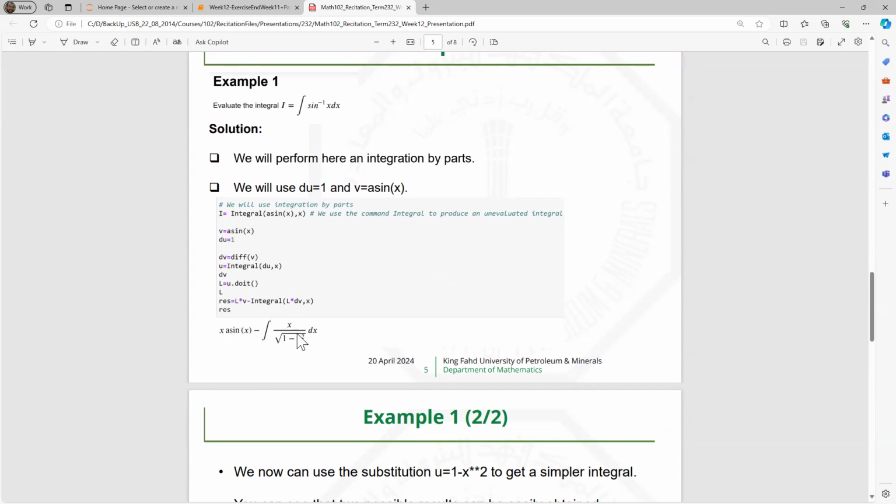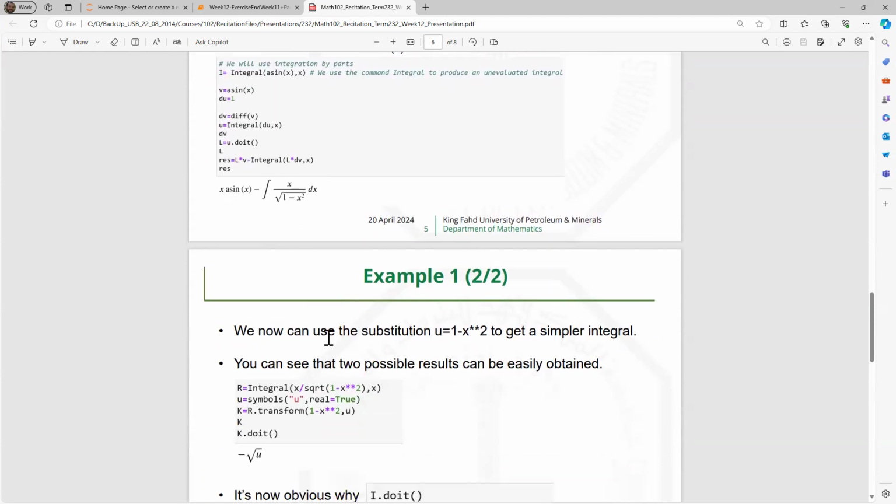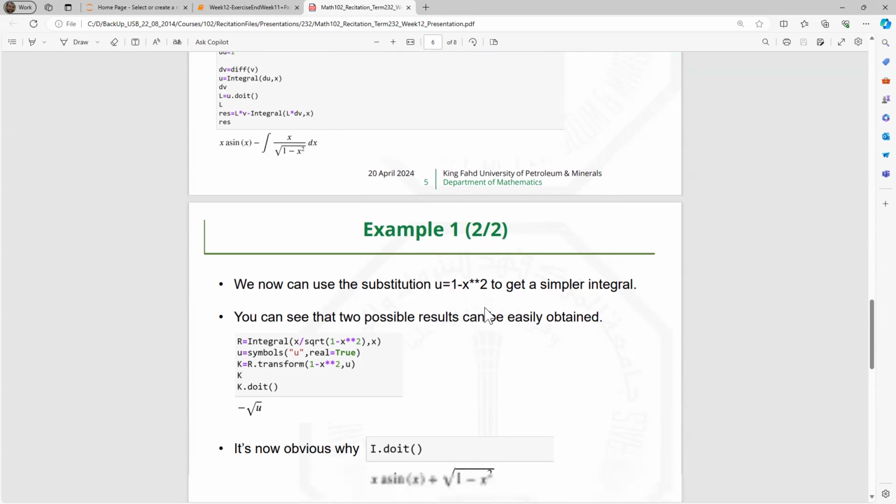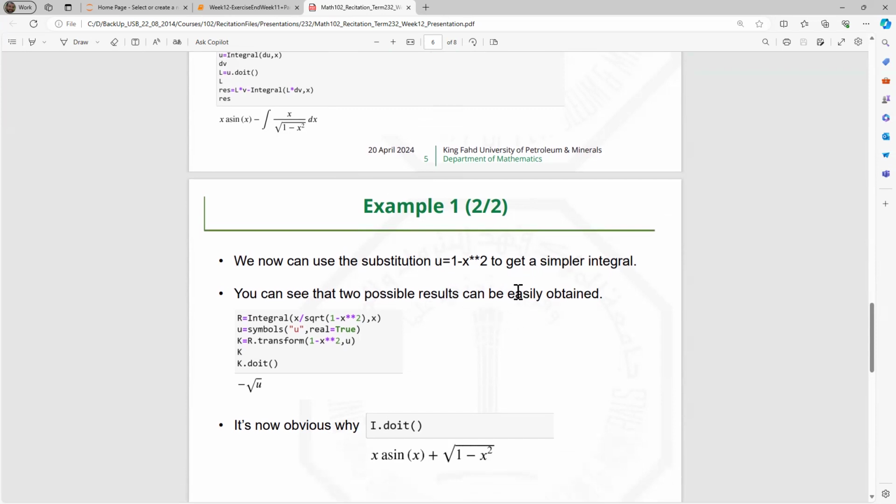x asin of x minus the integral of x divided by square root of 1 minus x squared dx. And of course, now we could use the substitution u equals 1 minus x squared. Why can we do this? Because differential du then would be minus 2x dx, and you see above here in the denominator we have already x dx. So it's going to be minus half of du. So once we perform this substitution after the integration by parts, we get a simpler integral. So we first define here r as the integral of x divided by square root of 1 minus x squared with respect to x.